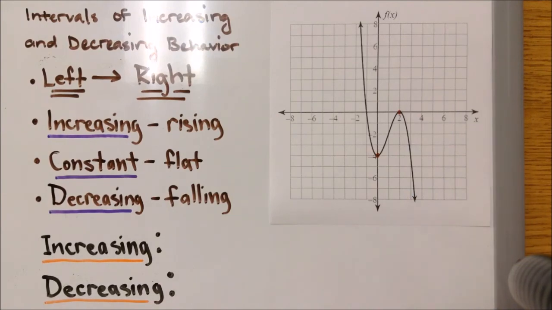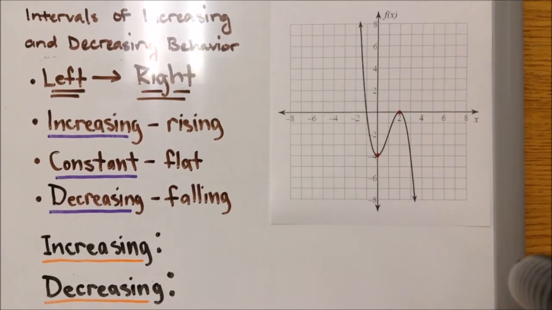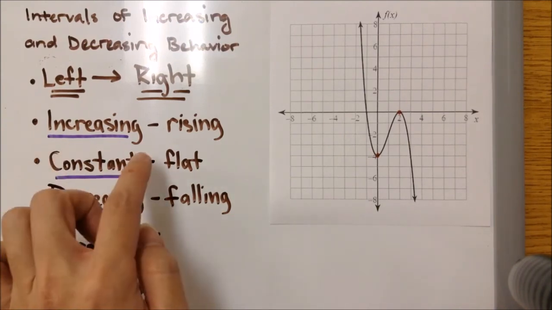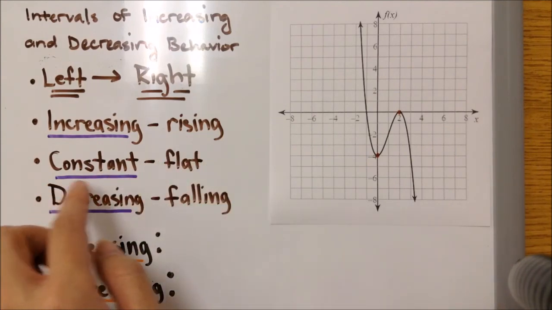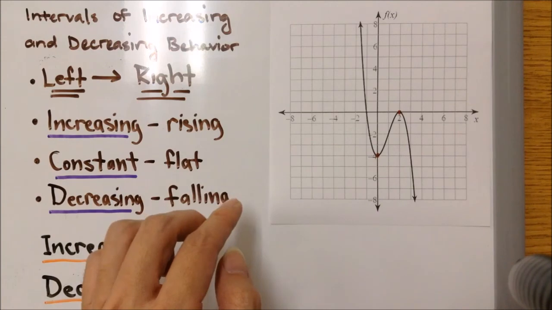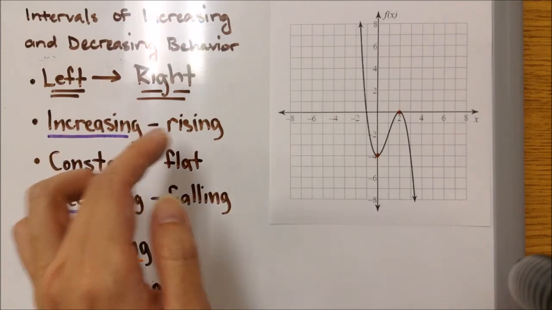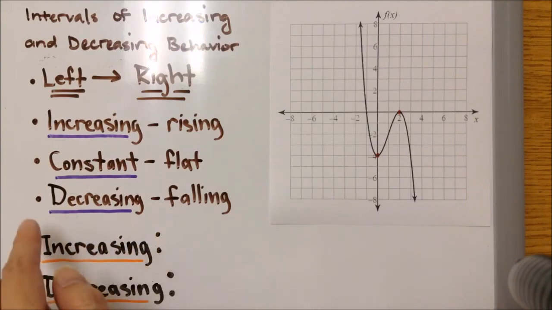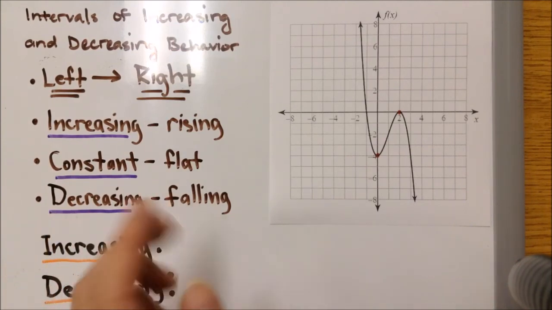you will look from left to right. So starting from the left side, moving all the way to the right side, you would determine which part of the function and which interval is increasing, meaning it's rising from left to right, or it's constant, being flat, neither increasing nor decreasing, so it's not rising nor falling, and then determine when it's decreasing, meaning falling from left to right.